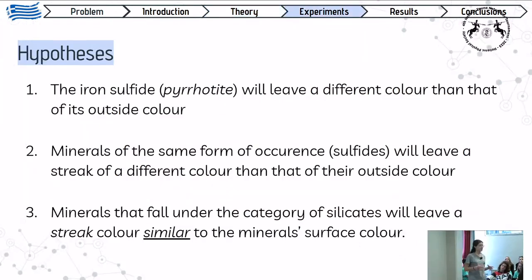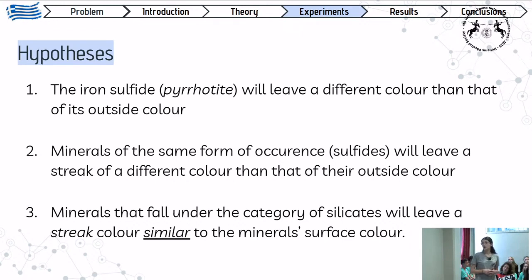Now, our hypotheses. According to our theory, our first hypothesis was that iron sulfide, otherwise known as pyrite, will leave a different color than that of the mineral piece itself. Our second hypothesis was that minerals of the same form of occurrence as iron sulfide, so other minerals in the family of sulfides, which I explained before, will leave a streak of a different color than that of the outside piece, similar to pyrite. And our third hypothesis, according to our theory, was that minerals that fall under the category of silicates will leave a streak color that is similar to the mineral surface color.